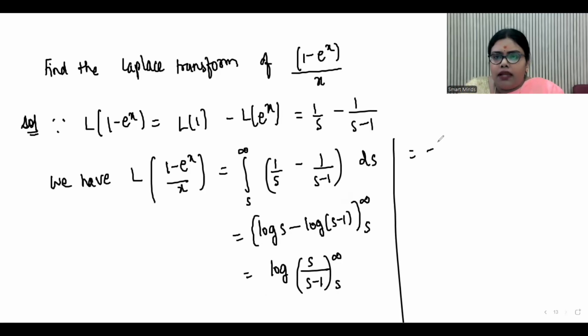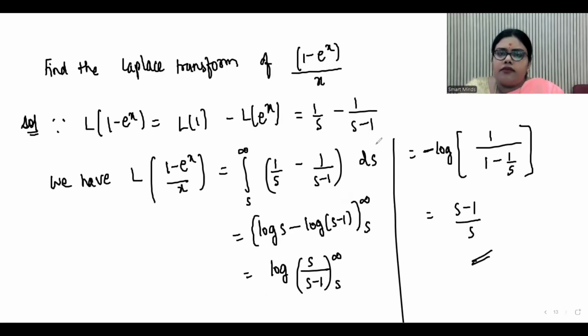So that is minus log 1 by 1 minus 1 by s, if you apply upper limit minus lower limit. So if you have minus before log, you can take the reciprocal. That will become log s minus 1 by s. This is the final answer.